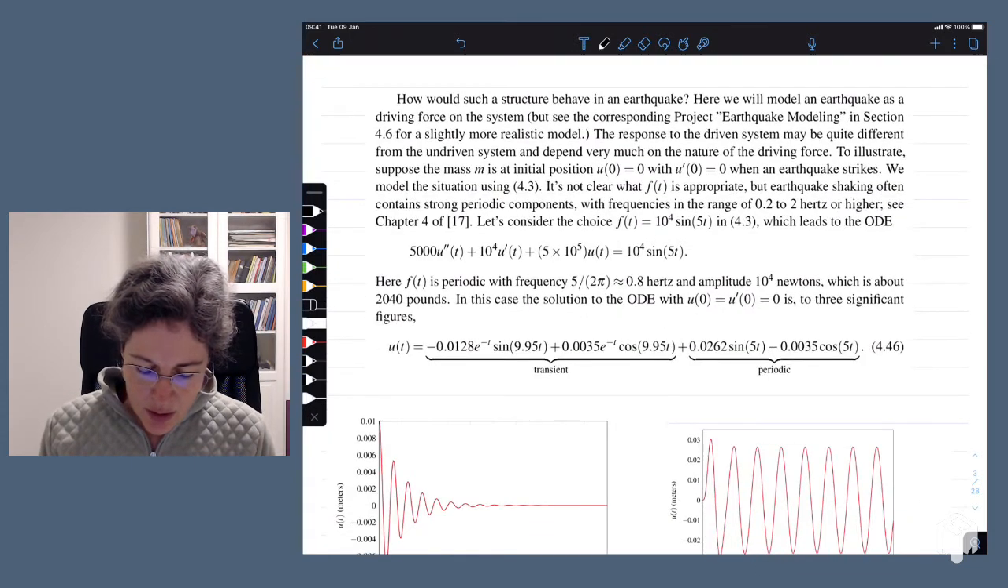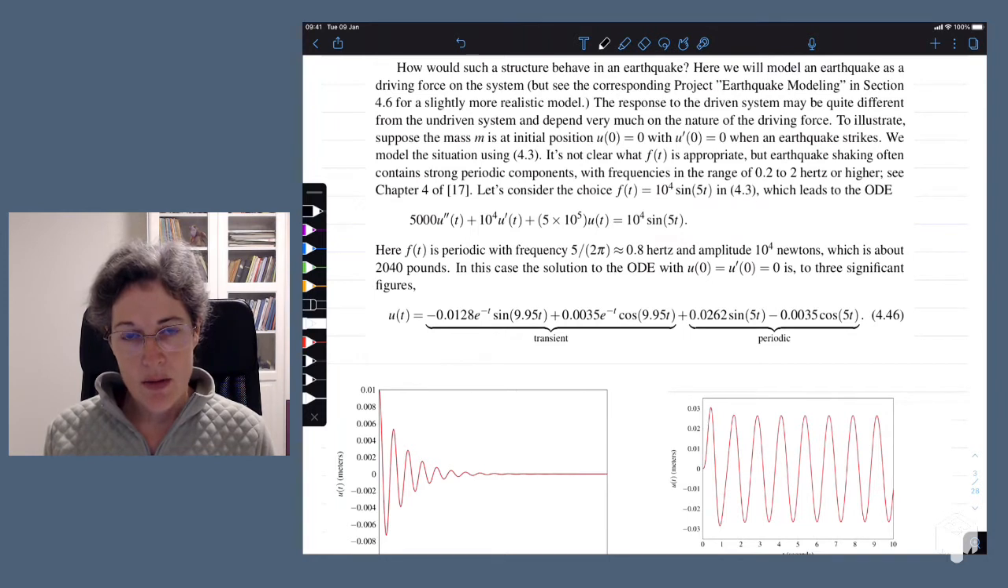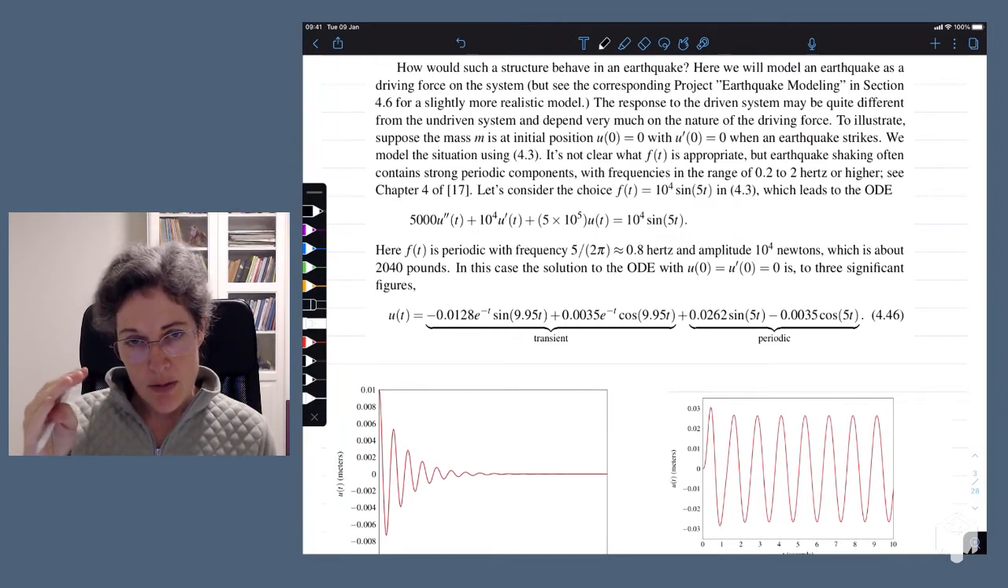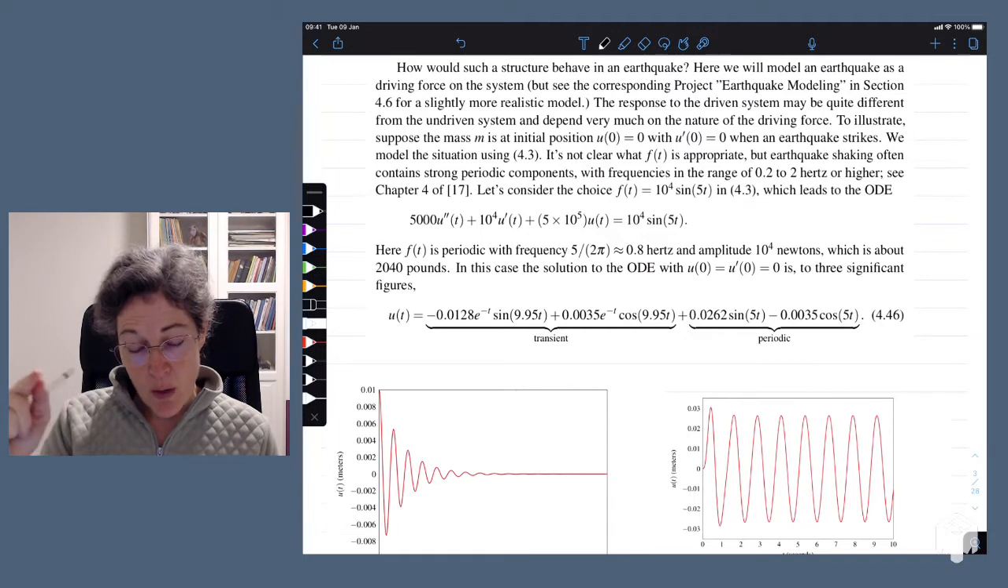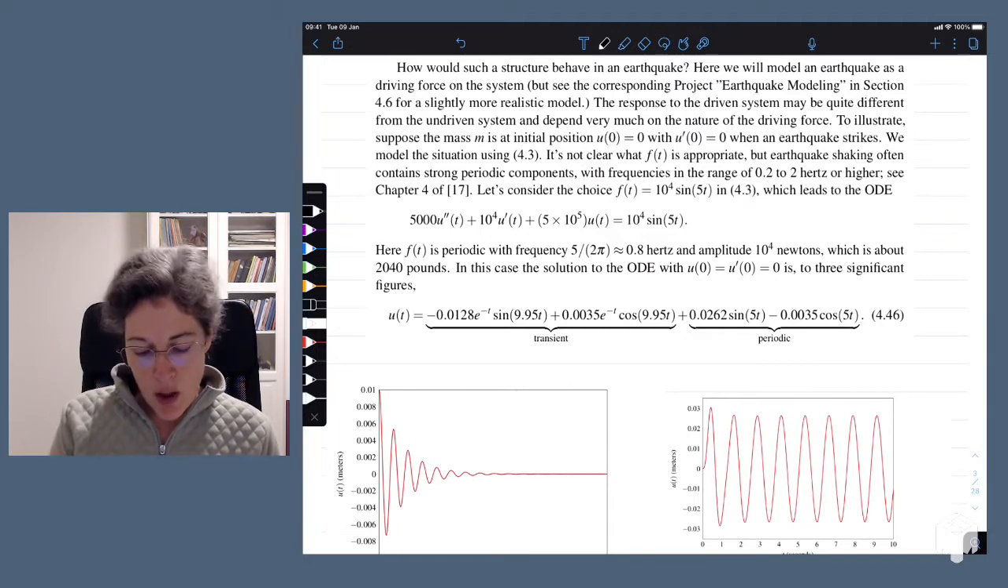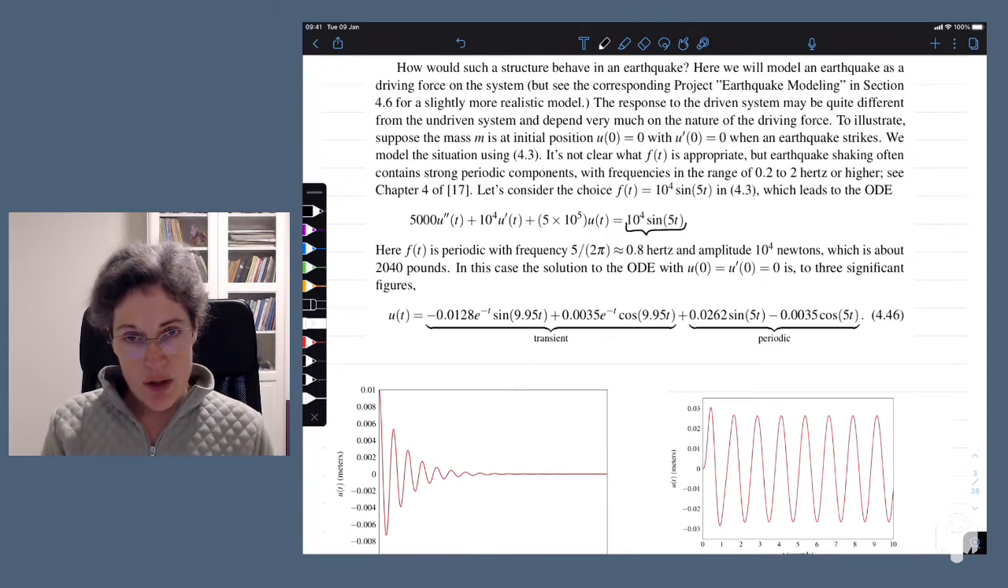But suppose instead that you have something like an earthquake. Now, earthquakes are kind of periodic phenomena, at least over a short amount of time. They kind of come and go in waves. So if you think of that as moving your building, we need to think about adding in a driving term, as it's called, to our differential equation.